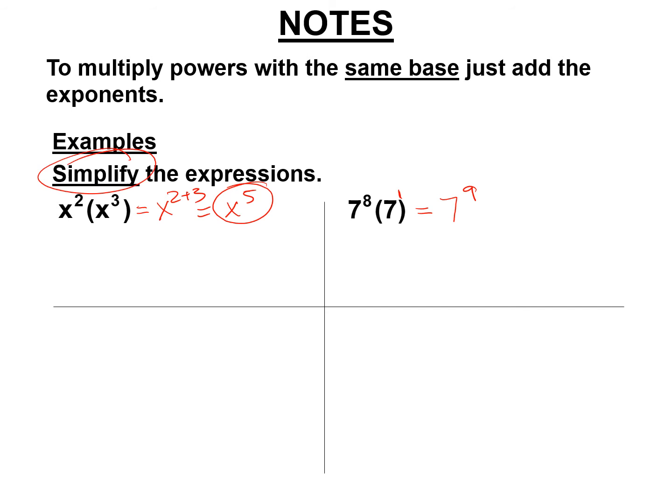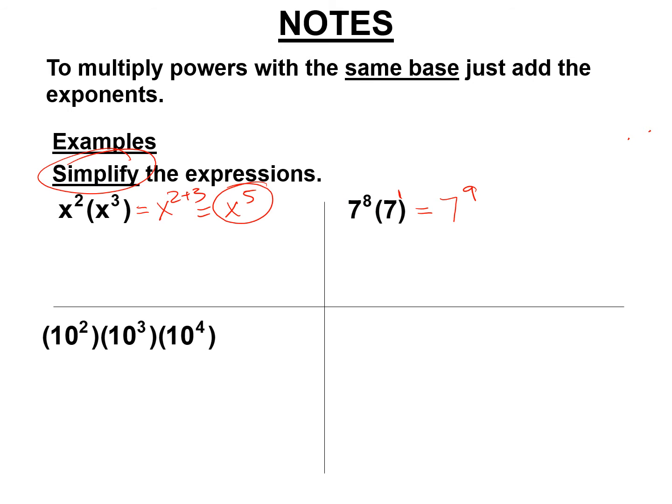Notice I underlined the word simplify. If I say evaluate this, and you better hope I don't, because you would have to do 7 times 7 is 49 times 7 times 7. No, you don't want to do that. More often what we do is we simplify things like that. So when you multiply powers, this is 7 to the 8th power times 7 to the 1st power. When you multiply powers, the shortcut is add the exponents.